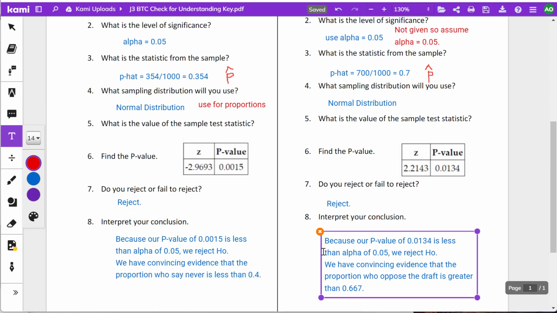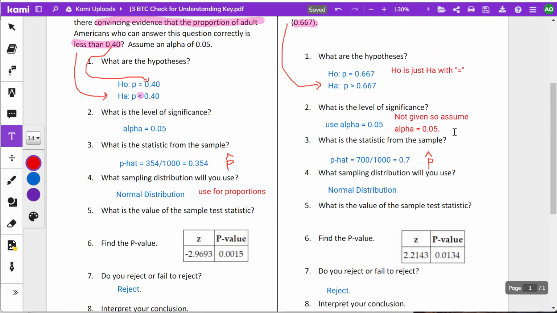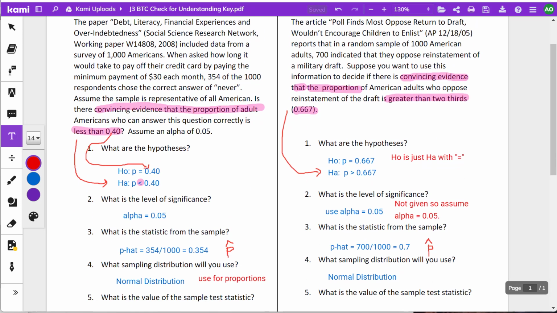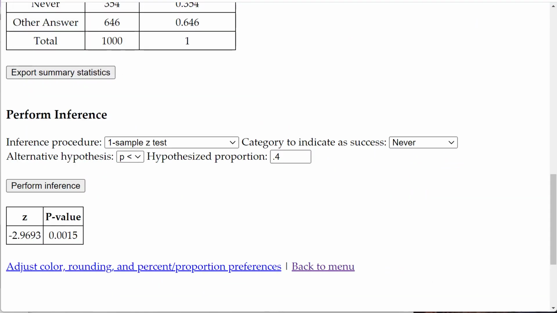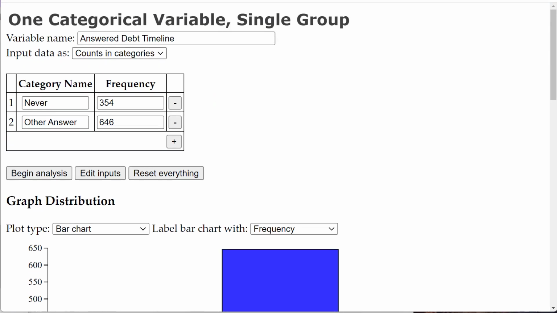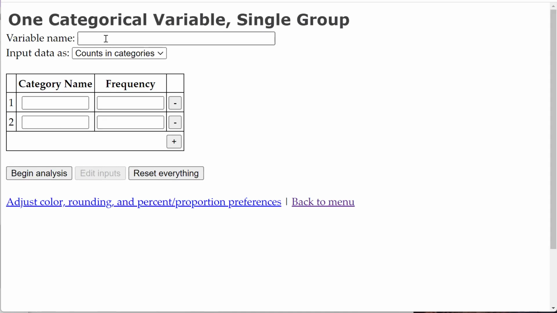All right. Now let's go ahead and we're going to do the test statistic for this one. And here we had 700 out of 1,000. And this is opposed. So let's refresh this draft. And this one is opposed. And we had 700 out of 1,000. And I'm going to just say don't oppose. I don't know that they favor. They might be neutral. All right.